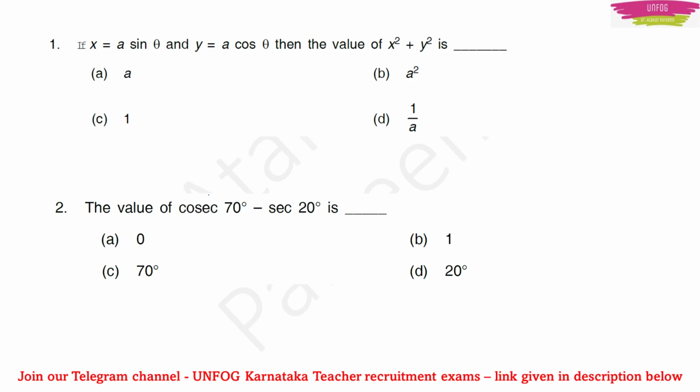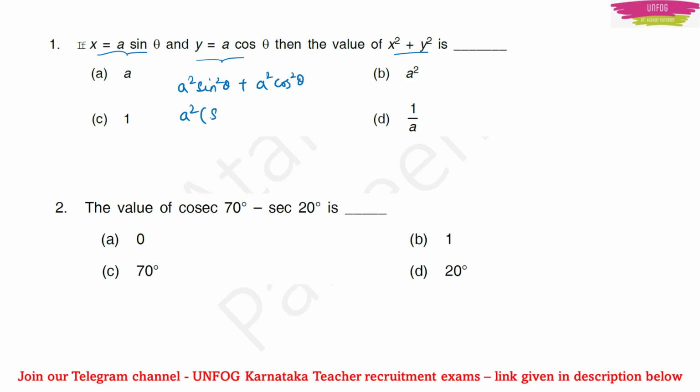Okay. So the question is, if x is equal to sin a and y is equal to cos a, then what is the value of x square plus y square? What you have to do is just square and add them up. You will have a square sin square theta plus a square cos square theta. Correct? x square plus y square, they are telling, right?